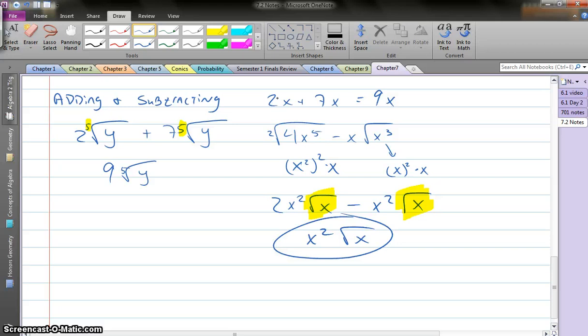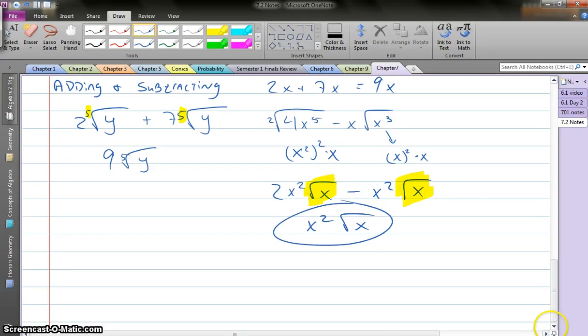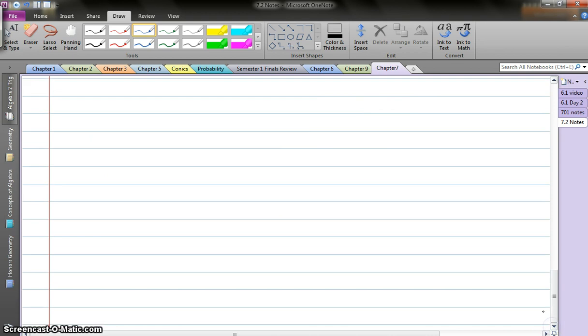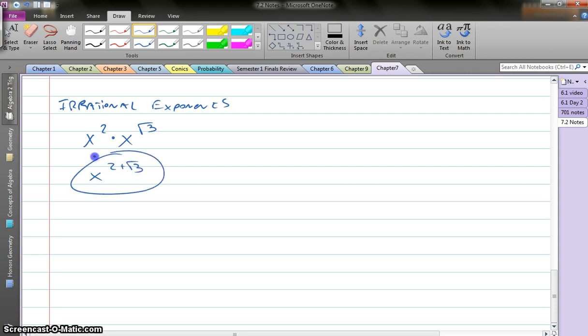So adding and subtracting, sometimes you need to simplify first. Now let's talk about irrational exponents. Let's say I have x squared times x to the square root of 3. We know when we have the same base, we add the exponents. So x to the 2 plus root 3. That's it.